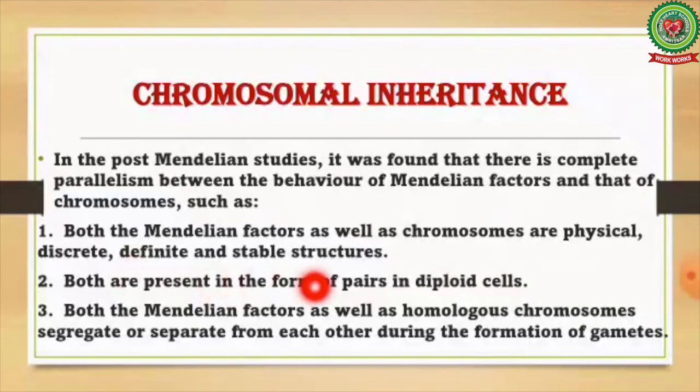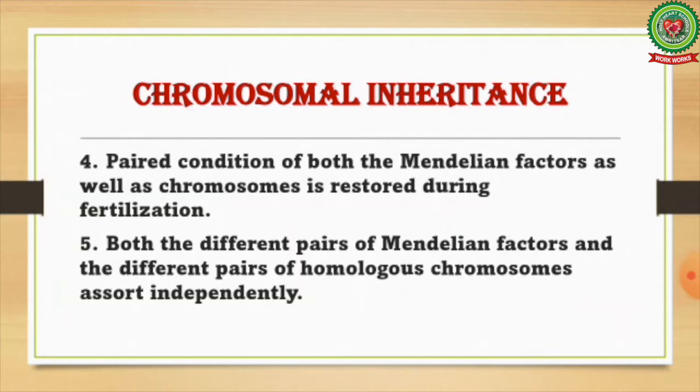Both the Mendelian factors as well as homologous chromosomes segregate or separate from each other during the formation of gametes. Paired condition of both the Mendelian factors as well as chromosomes is restored during fertilization. Both the different pairs of Mendelian factors and different pairs of homologous chromosomes assort independently.